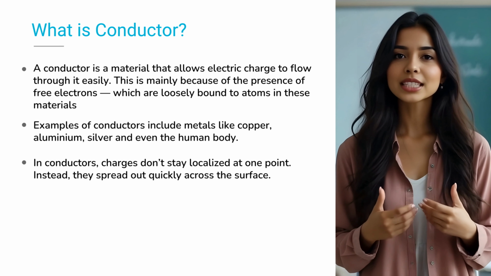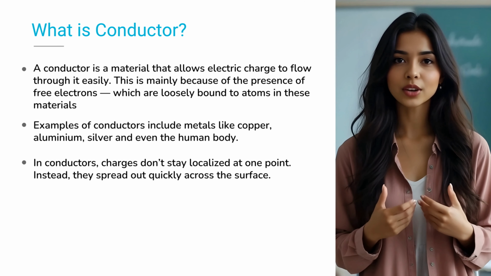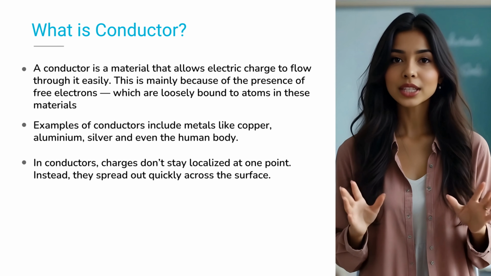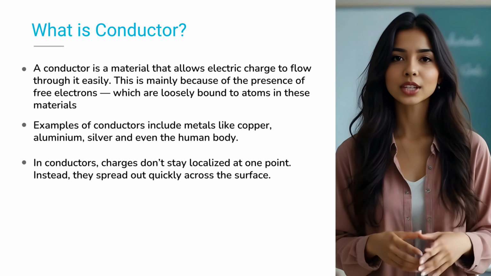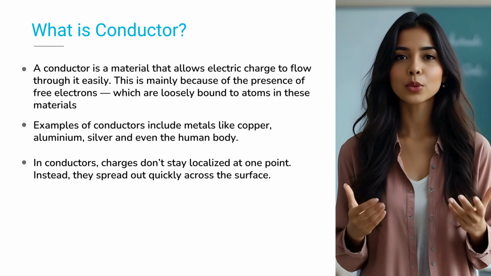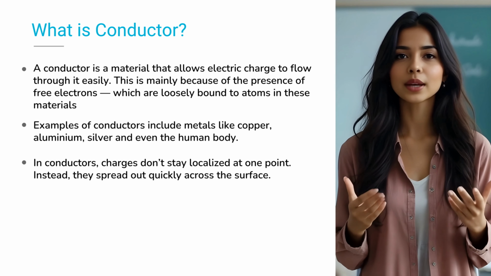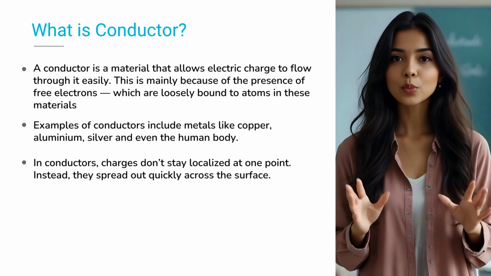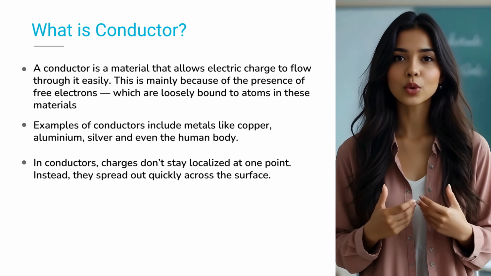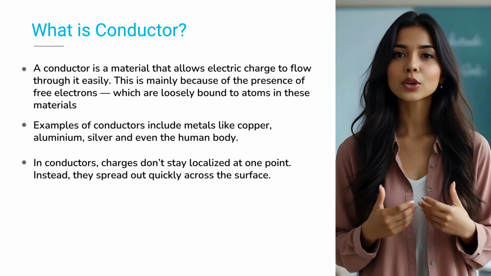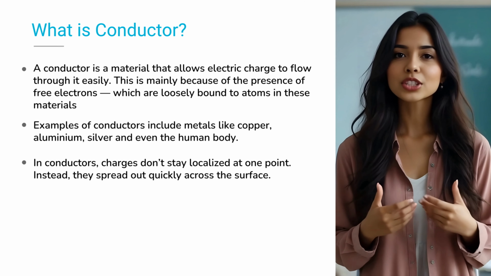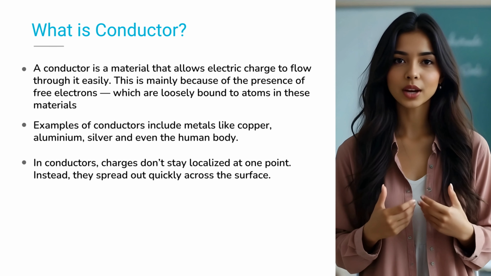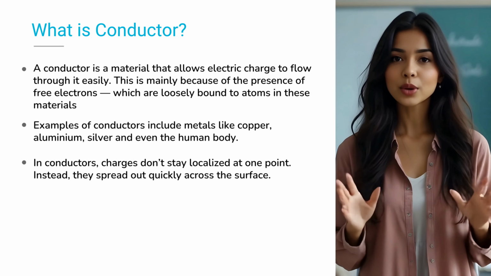So what exactly is a conductor? A conductor is a material that allows electric charge to flow through it easily. In other words, if you give a conductor some charge, the charge can move freely throughout the material. This is mainly because of the presence of free electrons, also called mobile charge carriers, which are loosely bound to atoms in these materials. Common examples of conductors include metals like copper, aluminum, silver, and even the human body.